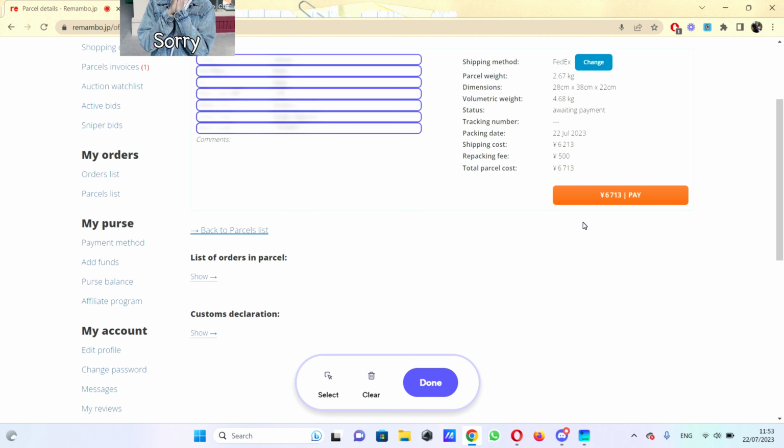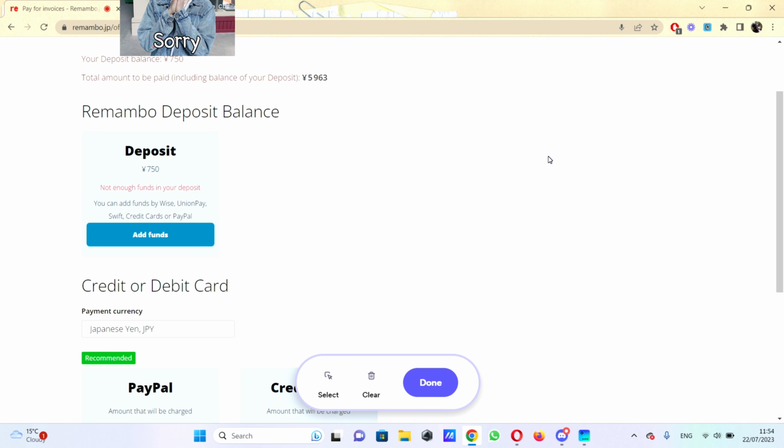And then once again, yeah, I chose FedEx, but you would click on pay. It's pretty explanatory enough if you don't want to change the shipping method, if you don't want to check the prices, but I usually do just in case something is cheaper. It usually isn't, but you never know. So anyway, this is my address, which I blocked out for obvious reasons. Then I have the packing date, which is today, then shipping cost, repacking fee, and the total parcel cost, and it says awaiting payment.